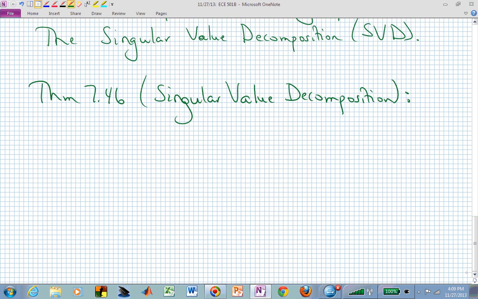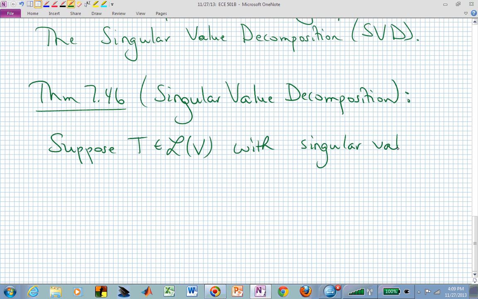Here is what it tells us. Suppose that we now have this linear operator, T, on this vector space V, and suppose that we know what its singular values are, and we know how to compute those. We just showed an example of that. Suppose we have this linear operator T with singular values, let's say S sub 1, S sub 2, up to S sub n.